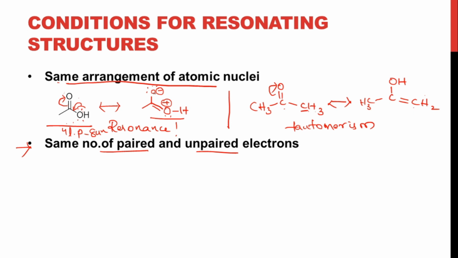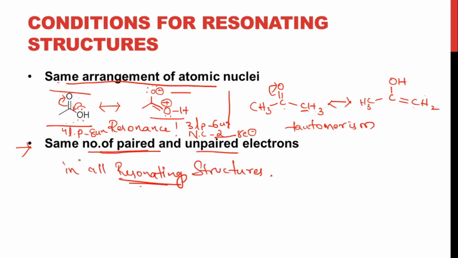And coming here you have 3 lone pairs, that means 6 unpaired electrons, and counting the negative charge, it has 2 electrons. So the total number of unpaired electrons is 8. So the total number of unpaired electrons in the first resonating structure and in the second resonating structure are the same. By practicing more and more questions, you can understand this point.